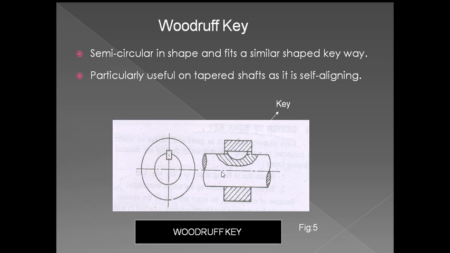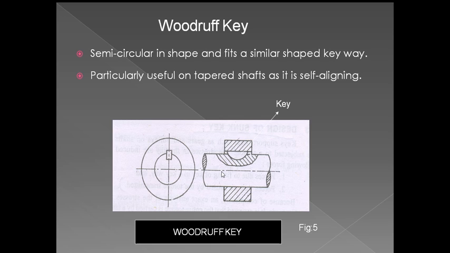The main advantages of the Woodruff key: it accommodates itself to any taper in the hub of the mating piece. So it is useful on tapering shaft ends. Its extra depth in the shaft prevents any tendency to turn over in its keyway.